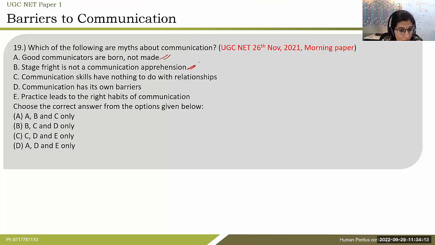Communication skills have nothing to do with relationships. This also is a myth. Next, communication has its own barriers. No, this is not a myth. This is true. Practice leads to the right habits of communication. Again, this is not a myth. This is also a true statement. So ABC, which is option number A, is the correct option here. Next one.